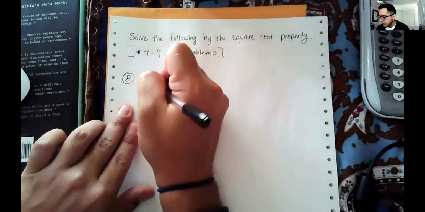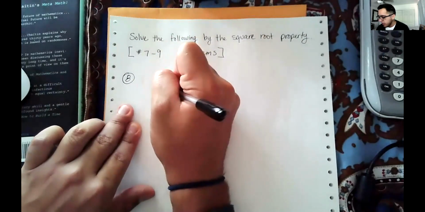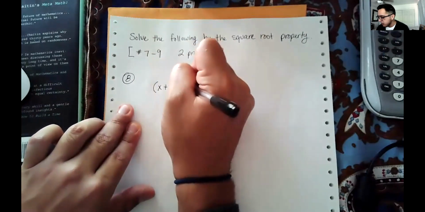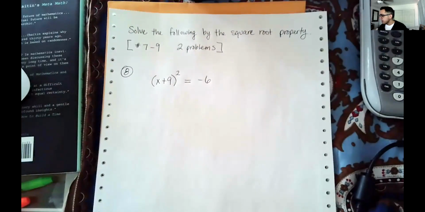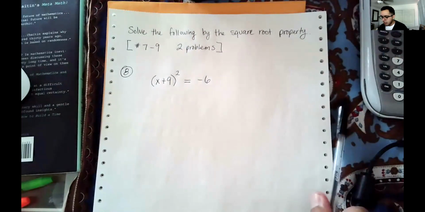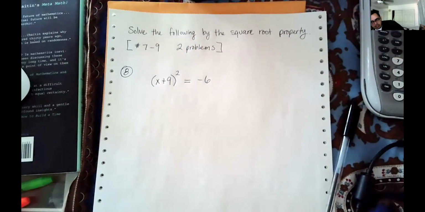Number 8 says that we have this equation. We have x plus 9, that whole quantity is being squared, and that is equal to -6. So I'll give you a little bit of time to write that down. Once you have that written, can anybody tell me what is the first step for solving a problem that looks like this? Square root both sides. Yeah, absolutely.